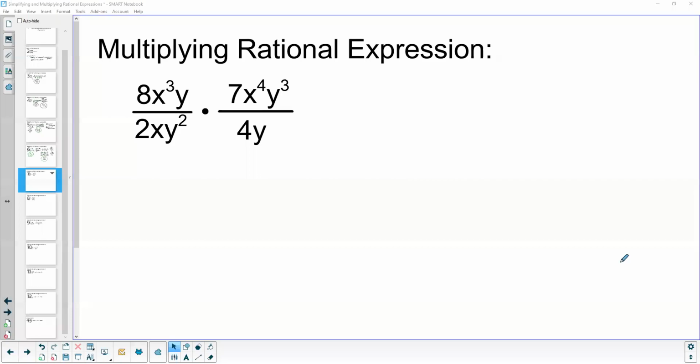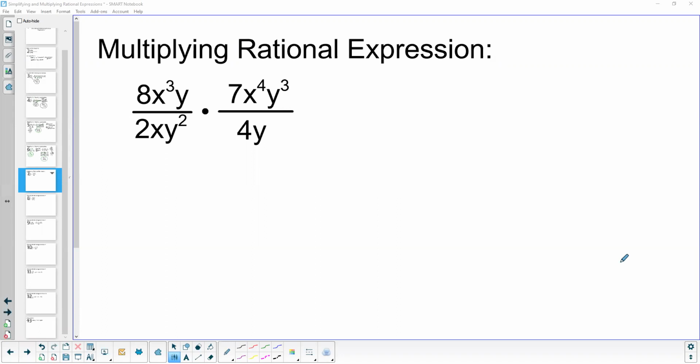Hi, this is Mrs. Kidman, and in this video, we are going to be discussing how we can multiply rational expressions. What we do when we multiply rational expressions is kind of like what we did when we simplified, but we are going to multiply this time. So it's kind of got an extra step.